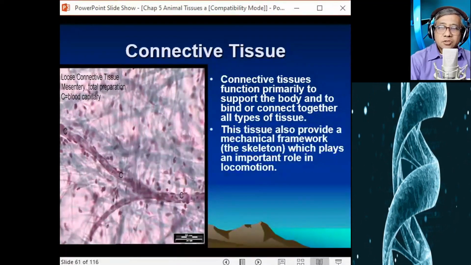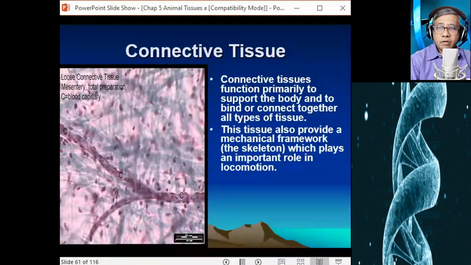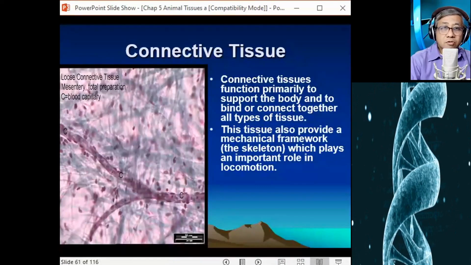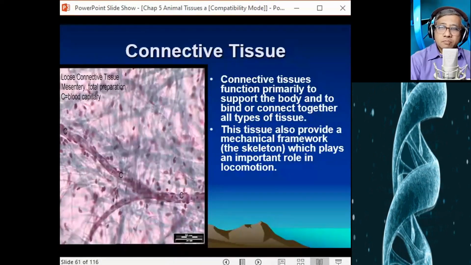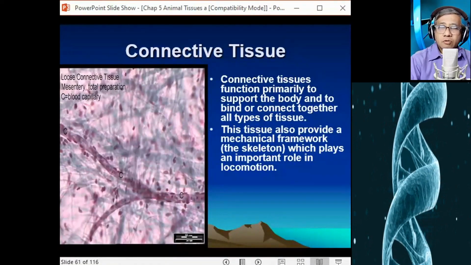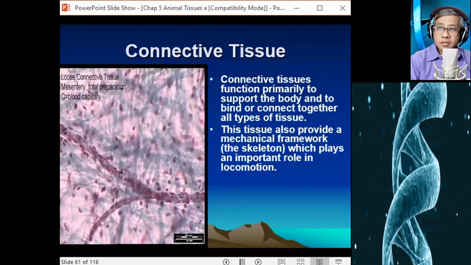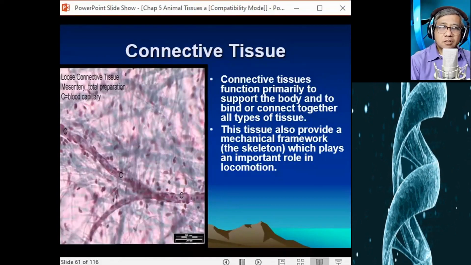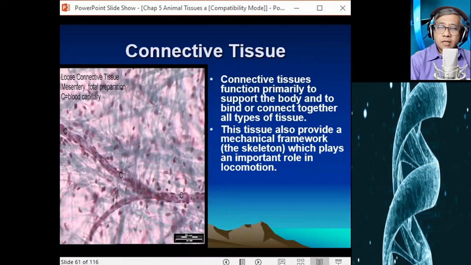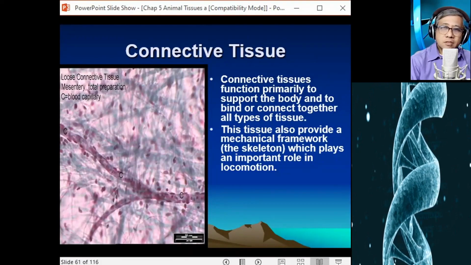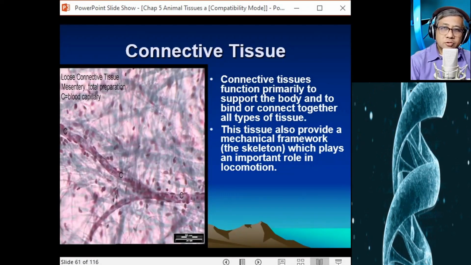The connective tissue also provides a mechanical framework, as in the case of the skeleton, the bone tissue, which plays an important role in locomotion. This is together with cartilage. Cartilage and bone provide a mechanical framework which plays an important role in locomotion.